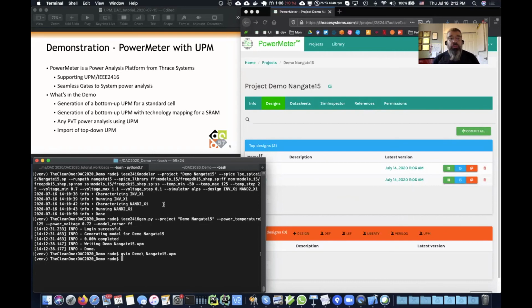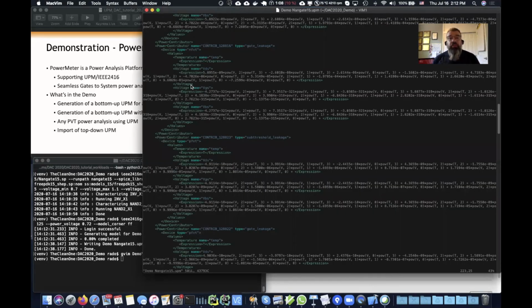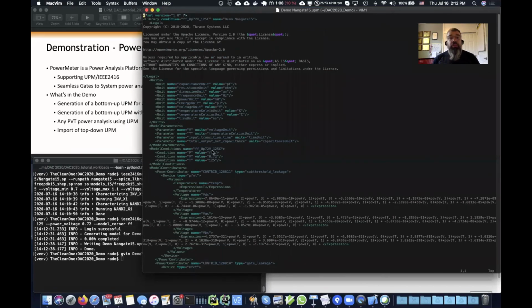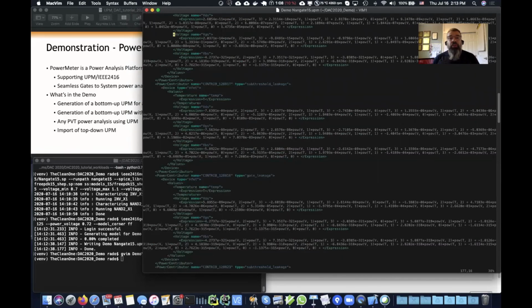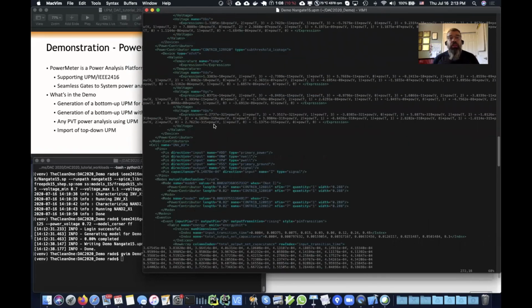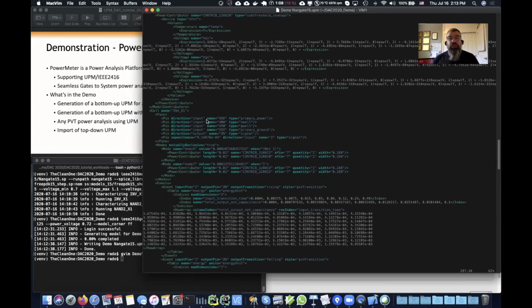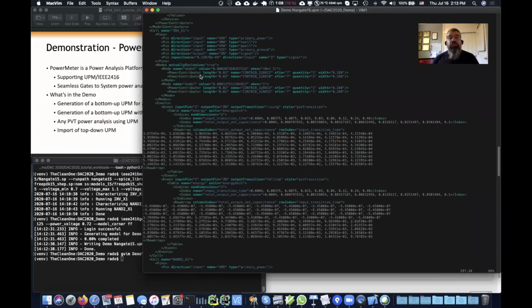You saw some examples of that earlier. This is how it looks. The model starts with unit definitions. Here's the power contributor definitions, which basically define the terminal voltages on each of the power contributors, each of the transistors. And here begins the cell definition, which defines pins, and most importantly, it defines power in terms of power contributors. And this is all it took to generate the UPM model for my standard cells.